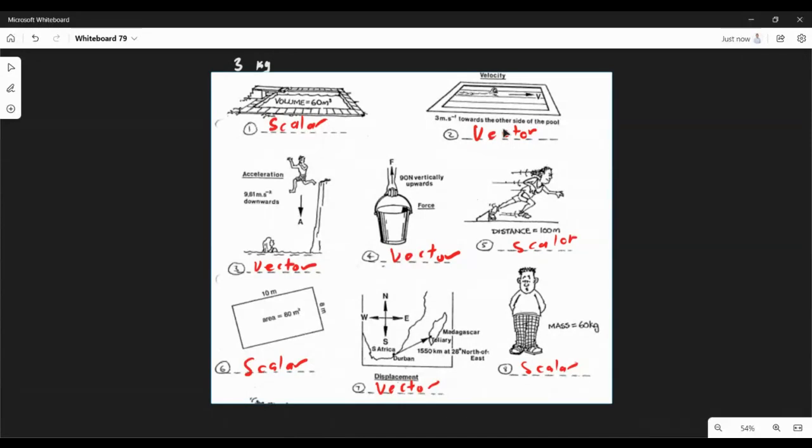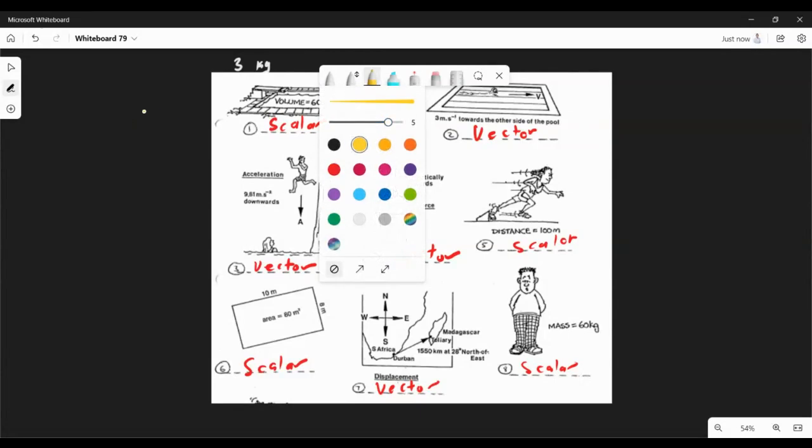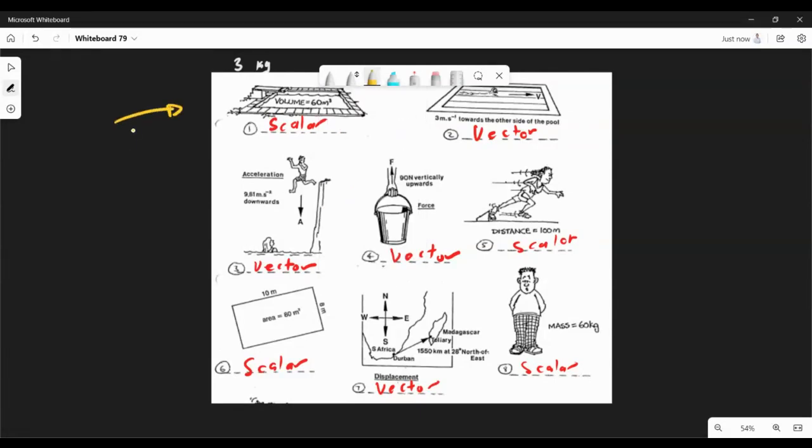arithmetically, vectors we can add geometrically. And what I mean by that, if I say, let's add 30 more meters cube of water to this pool. The total will be how much? How much would it be? I think it would be 90, right? Straightforward.